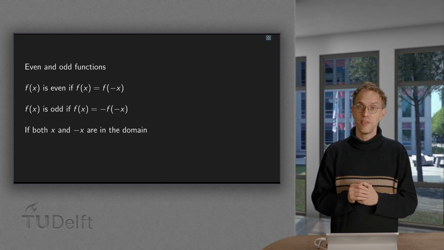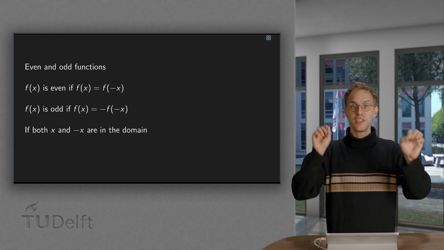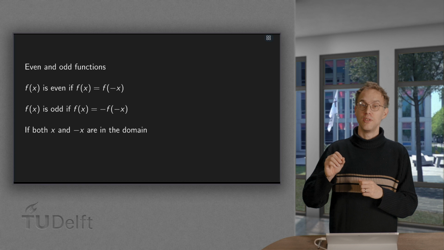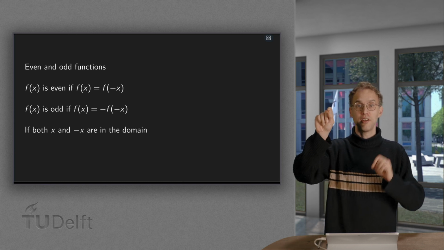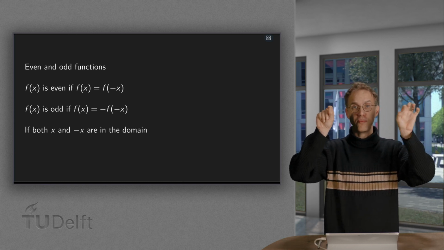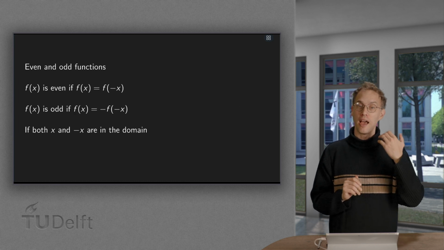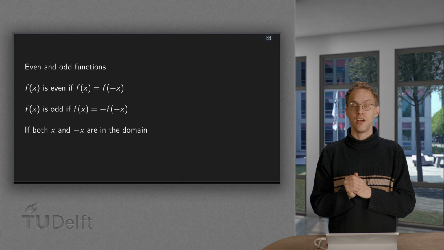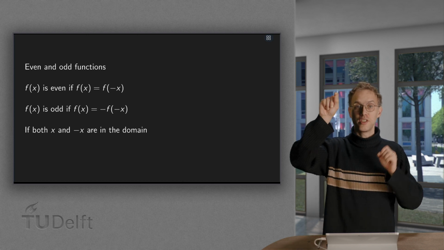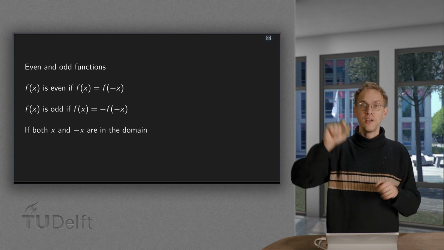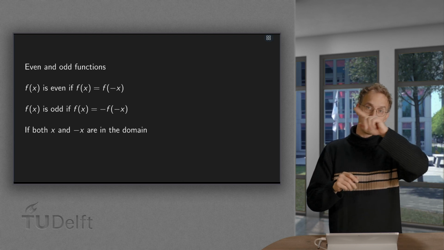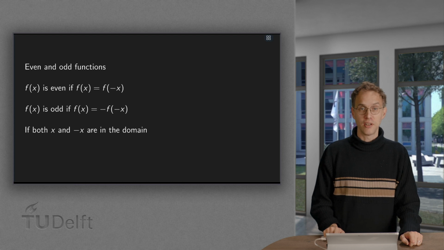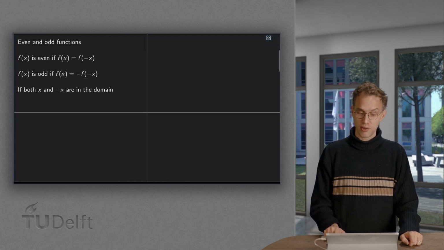So what do we mean with even? If you have x and minus x both in the domain, then for all those x's we need to have f of x equals f of minus x. They have to be at the same height. And the function is odd if for all x's and minus x's in our domain, f of minus x equals minus f of x. So it's on the other side of the x-axis. So let's make a picture to see how this looks.